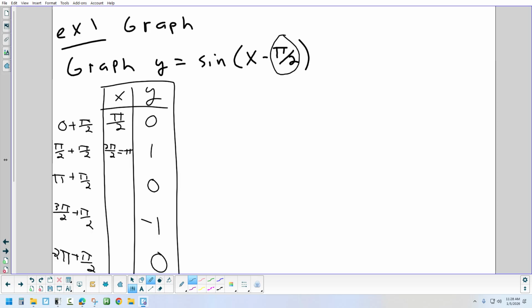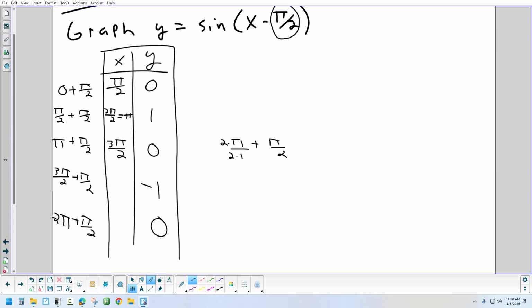Okay, next one, we don't have a common denominator. Pi plus pi over 2. 3 pi over 2. But just in case anyone doesn't see that, what's your common denominator between 1 and 2? 2. So times 2, times 2. Now you have 2 pi over 2 plus 1 pi over 2, which is 3 pi over 2.